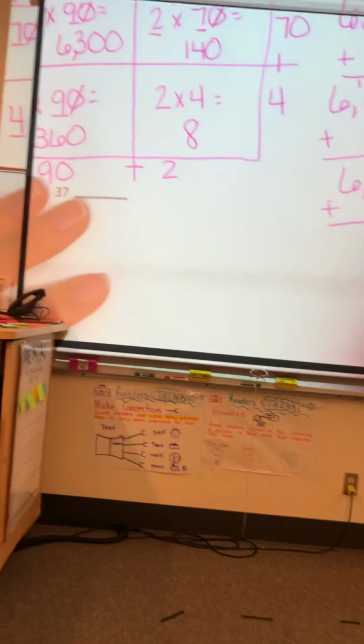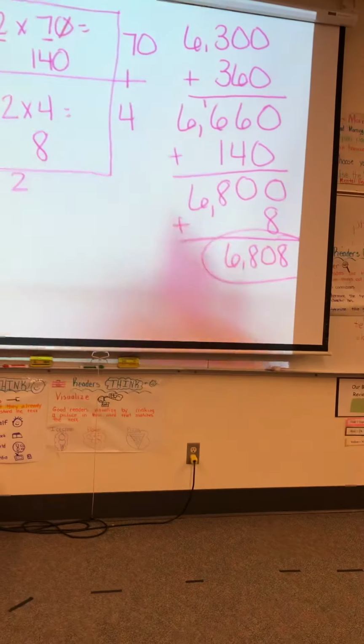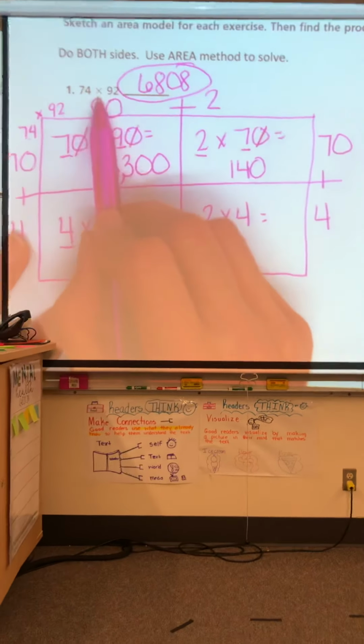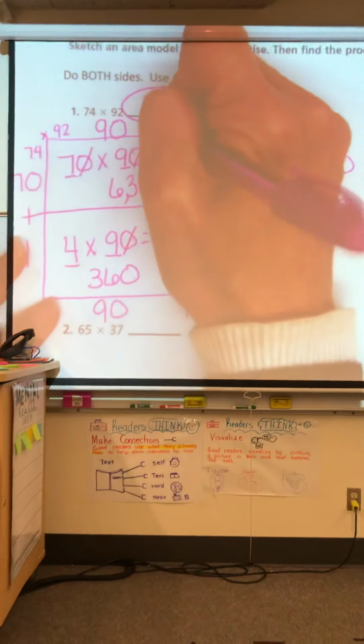Finally, I'm going to take that answer, and I'm going to either write it up here and circle it, or if you just want to circle it down here to let me know, that's fine too, but you've got to circle that final answer. So the final answer to 74 times 92 is 6,808.